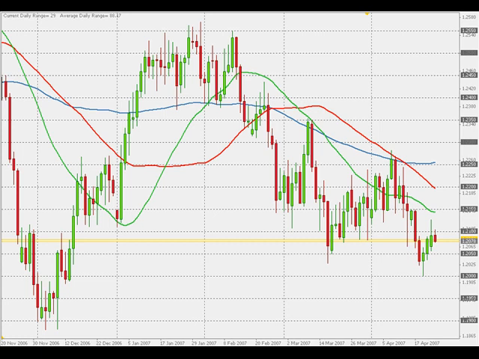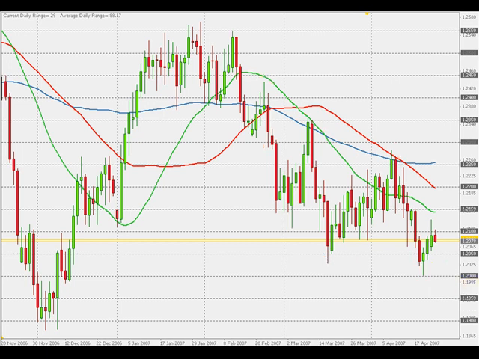Now, first of all, we see a clear downtrend, making lower highs and lower lows. Let me mark them for you on the chart. There's a high, there's a low, there's a lower high, lower low, lower high, lower low, lower high, lower low. You see, it's a clear downtrend.